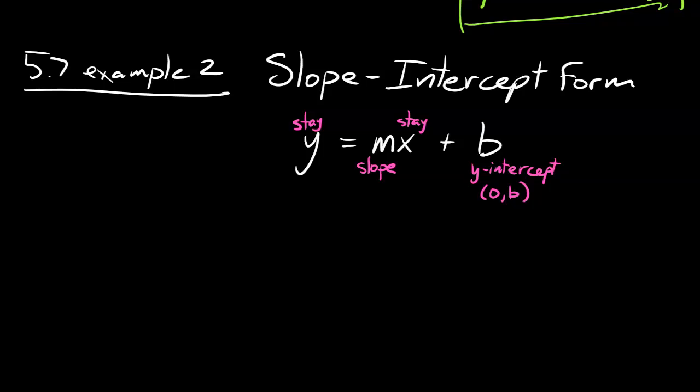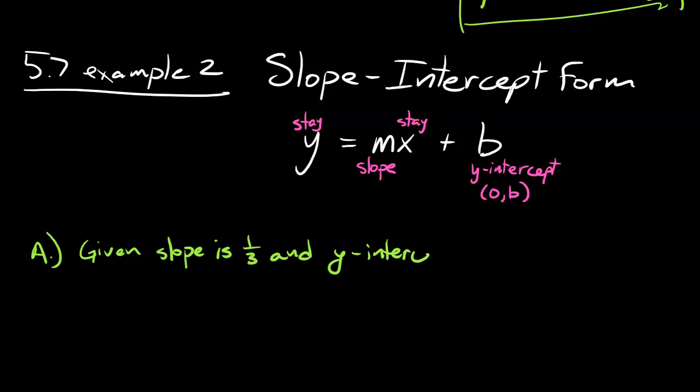So, first example from this. If you are given slope is 1/3 and y-intercept is 6, we want to write the equation like that.